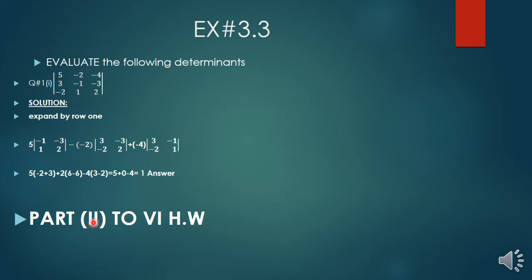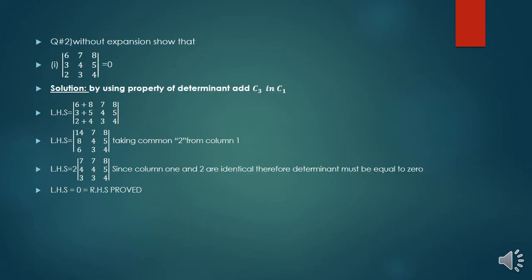So similarly you can solve part 2 as homework. Now student, in question number 2, for example, we have a determinant like this, and we have to prove that it equals 0, but the examiner asked that you prove it by properties of determinant. So how can we prove it by properties of determinant?